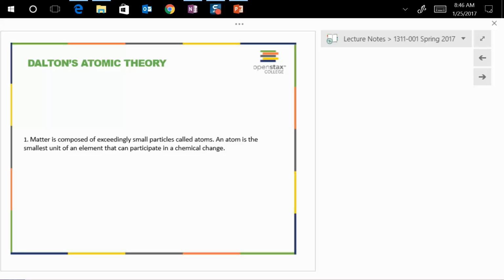He starts to identify some of the characteristics of how these chemicals come together, and he makes postulates. His first postulate states that matter is composed of exceedingly small particles called atoms. An atom is the smallest unit of an element that can participate in chemical change. So now he's identifying that the atom is what makes up matter, and on the atomic level, these atoms are the smallest parts of matter.